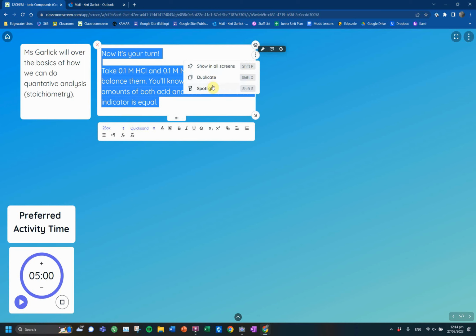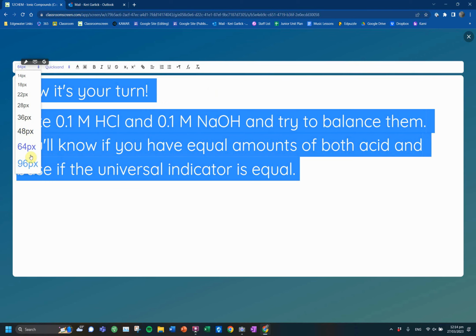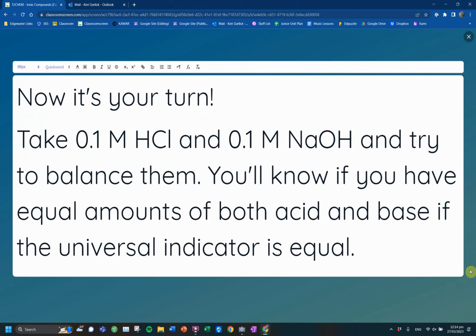So what I want you guys to do, I'll get the solutions out. Let me spotlight that screen. Cool. So what I'm going to do is take out 1 molar, so that's 1 mole per liter, of the hydrochloric acid solution, and also 1 molar of the sodium hydroxide solution. I'm going to give you guys a beaker, and I want you to balance those 2 amounts so they're neutralized. You'll know they're balanced if the universal indicator you've added is green, because that's neutral.